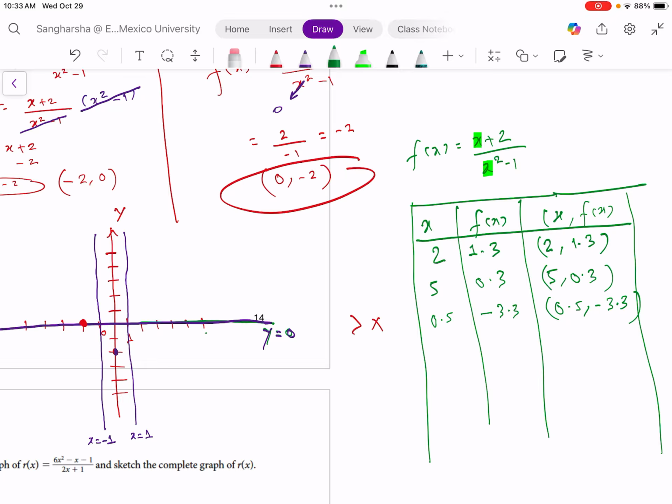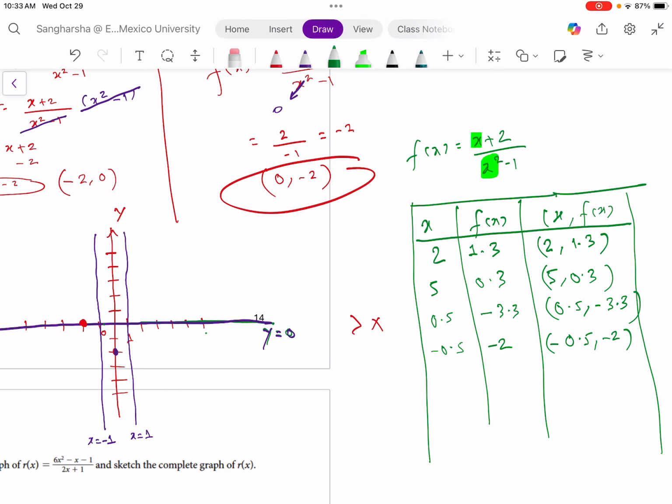Now let me take some number from here, negative 0.5. If I take negative 0.5, we have negative 0.5 plus 2, that is 1.5, divided by negative 0.5 squared minus 1. So you replace every x by negative 0.5. Make sure to have parentheses for x squared. We get negative 2. So the next point is (negative 0.5, negative 2).